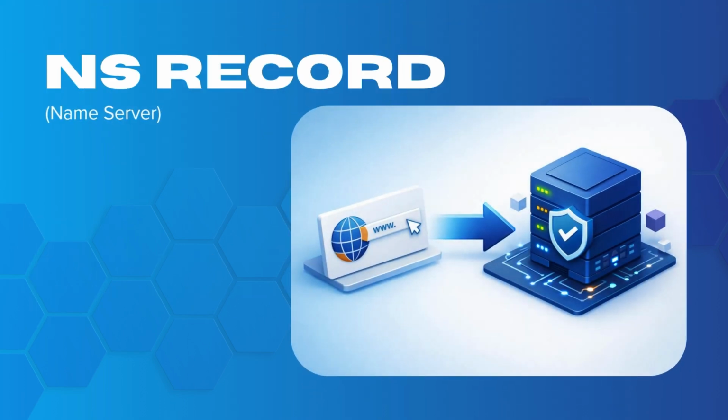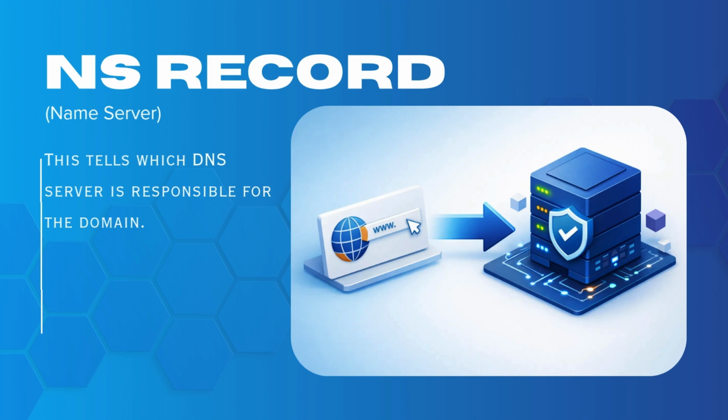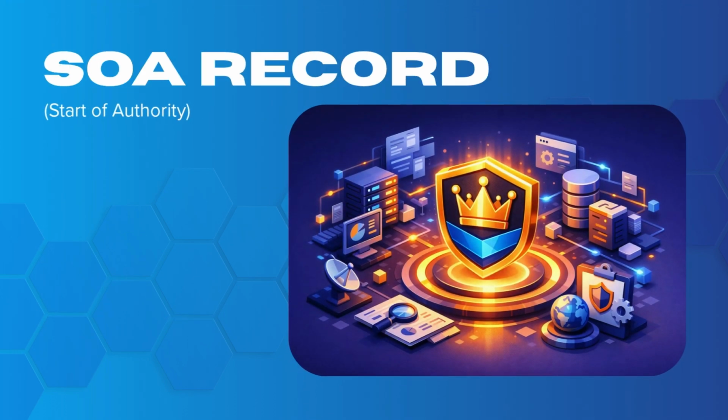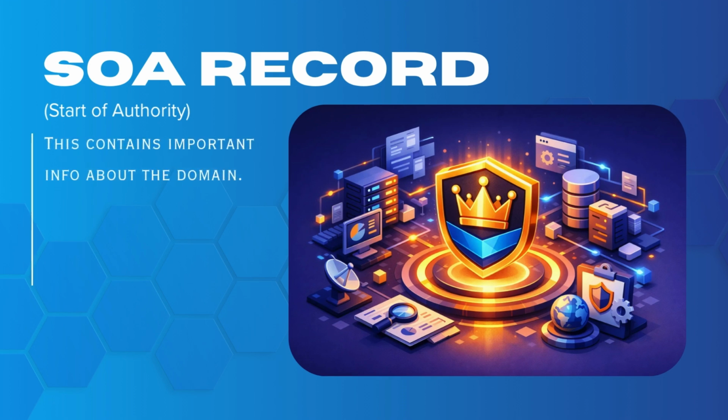After that, the NS record, name server. This tells which DNS server is responsible for the domain. Basically, it says, go ask this server for details. Then comes the SOA record, start of authority. This contains important info about the domain: primary DNS server, admin email, date rules. Every domain has exactly one SOA record.